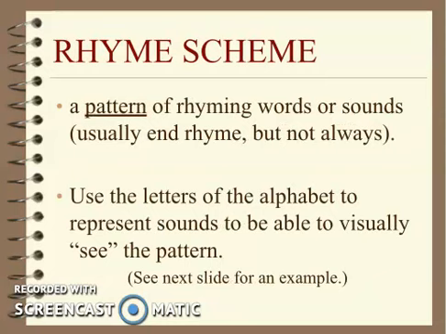When reading poetry, we will often be looking to see if the poem has a rhyme scheme. This is a pattern of rhyming words or sounds. It's usually end rhyme, but not always. In our cases, we will be specifically looking at end rhyme. We're going to use the letters of the alphabet to represent the sounds to be able to visually see the pattern.